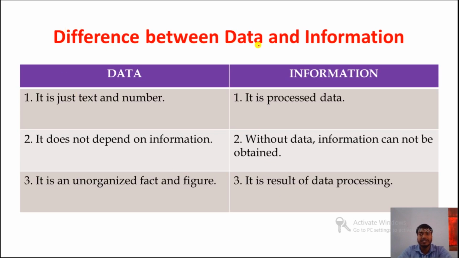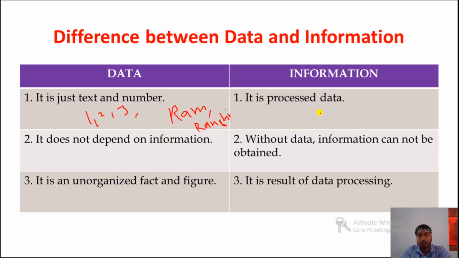Now the difference between data and information. What is data and what is information we already studied in the previous class. Here we are going to discuss the difference. So the first difference: data is just text and numbers. Data can be numbers like 1, 2, 3 or any text like Ram, name, address, whatever, like Ranchi. This can be data.